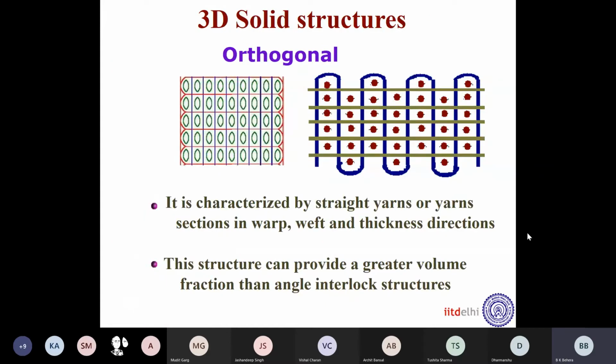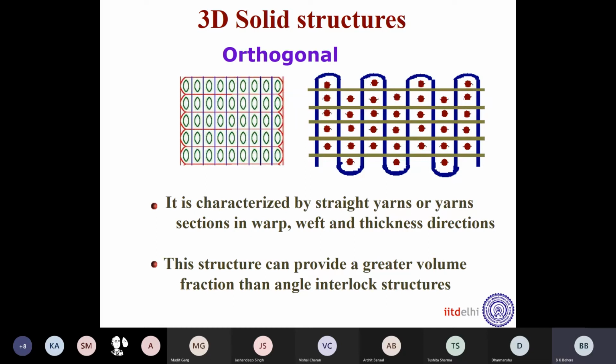So we'll discuss what is the speciality of these structures. These structures are characterized by straight yarns or yarn sections in warp, weft, and thickness direction. So they are 90° to each other. This is the first characteristic. Second, this structure can provide a greater fiber volume fraction.